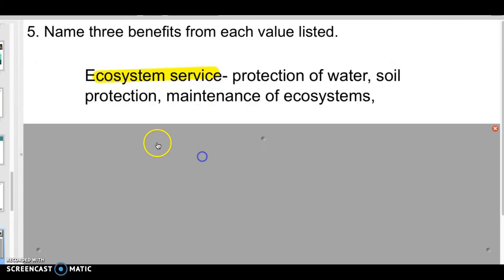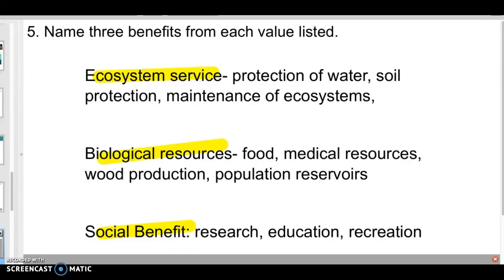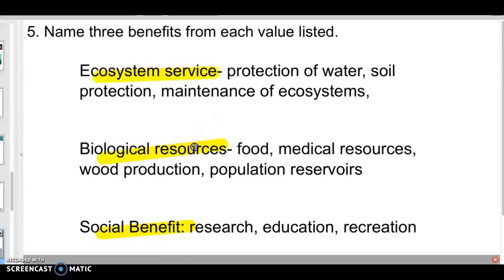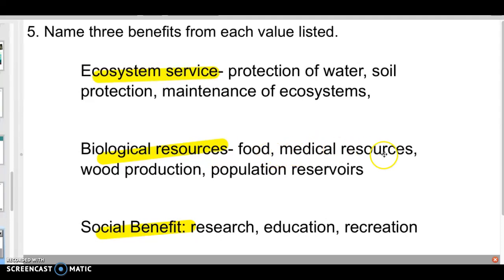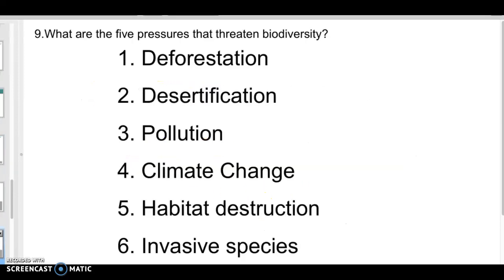Now, we need to value and benefit biodiversity because it provides us with lots of different varieties of food and agriculture. It provides us with different medicines. It provides us with different resources to build, and it provides us with research and education on the variety of different species that exist out there.